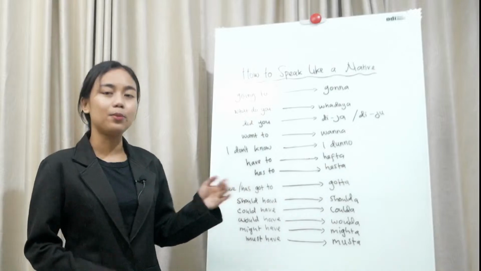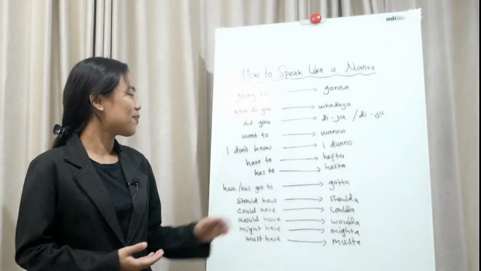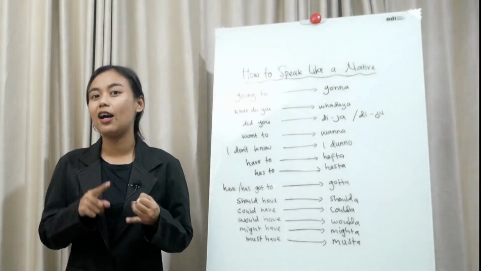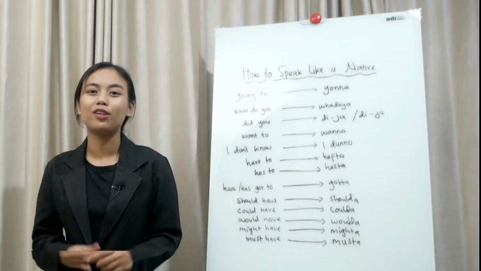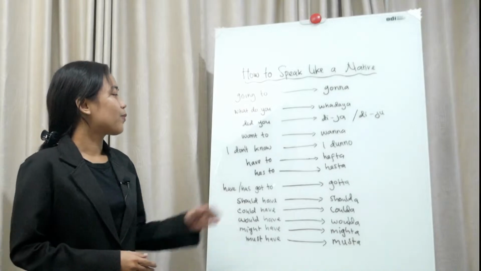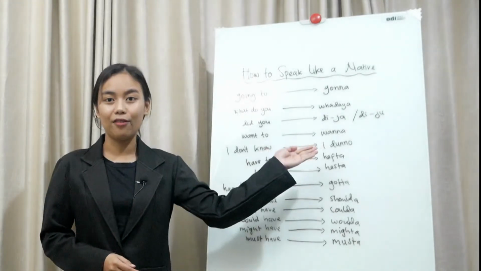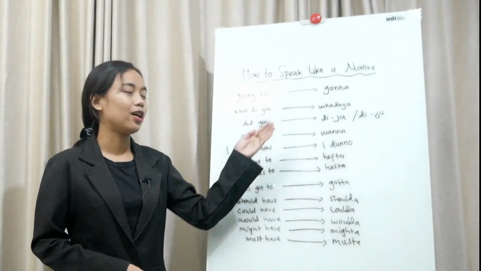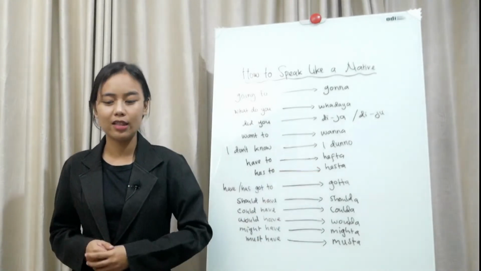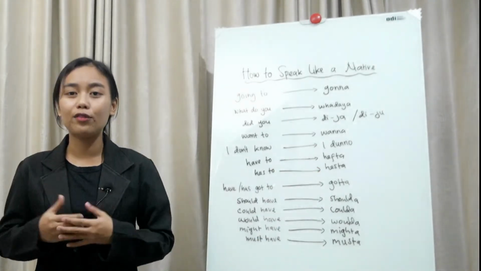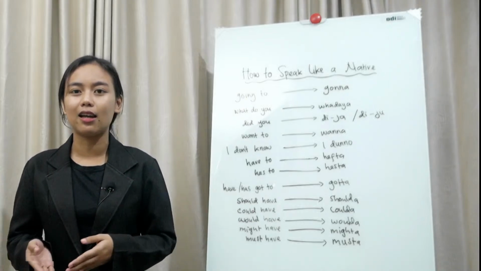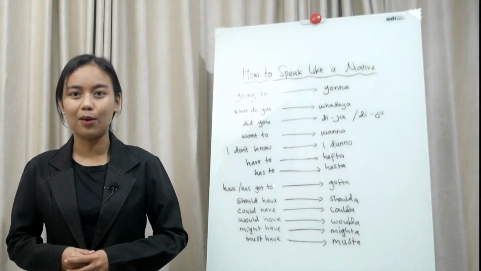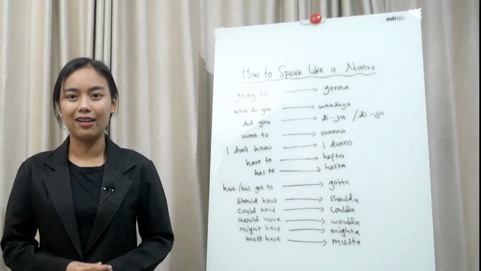Next, we have have to and has to. Well, kedua kata ini berarti harus dalam bahasa Indonesia. Have to digunakan oleh subjek I, you, they, we, sedangkan has to digunakan oleh subjek tunggal ataupun she, he, it. Have to akan disingkat menjadi hafta, has to disingkat menjadi hasta. For example, I have to work now. Aku harus kerja sekarang.